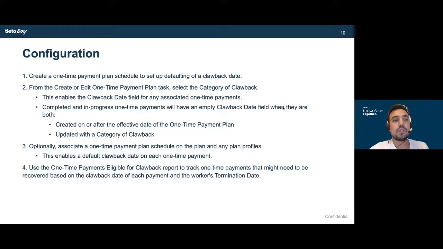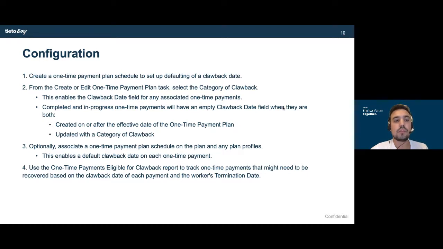What you need to do is create the one-time payment schedule to set up the defaulting clawback date. After that, you can create or edit your current one-time payment task. You will see a new category. Before, you had only one category, referral. Now you will see a second category called clawback. Once you enable this clawback date, you can assign it to any one-time payments that you currently have in your system.